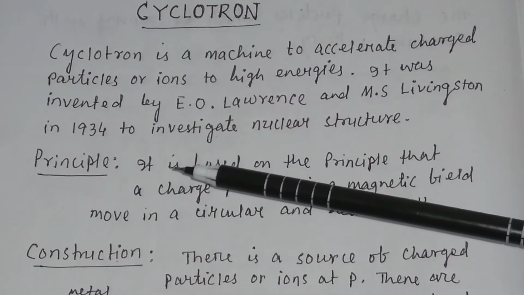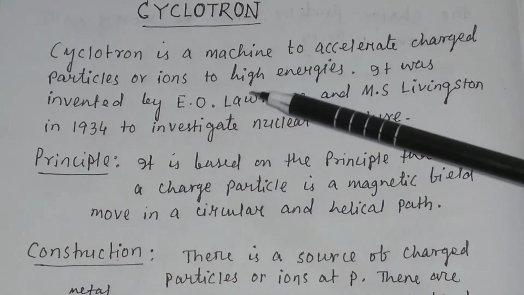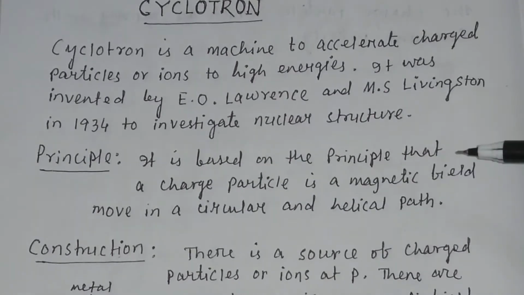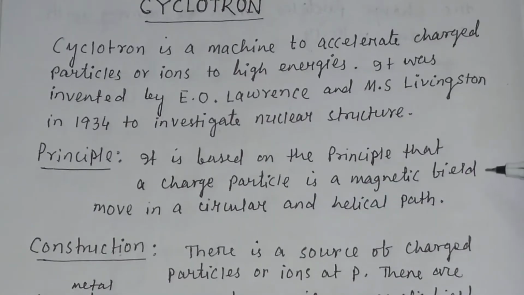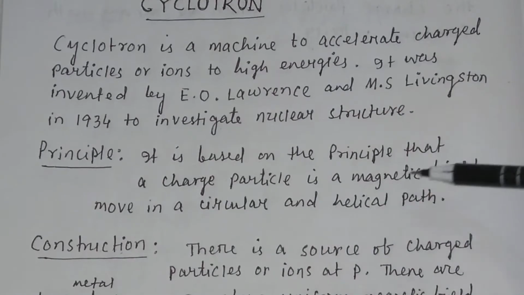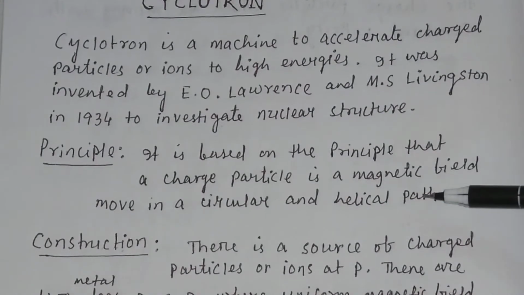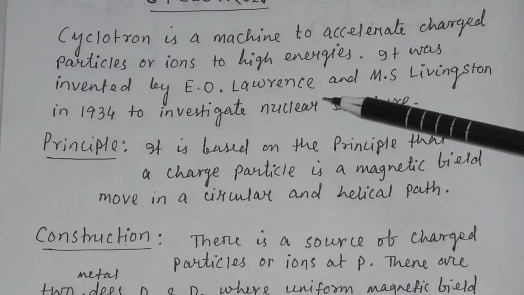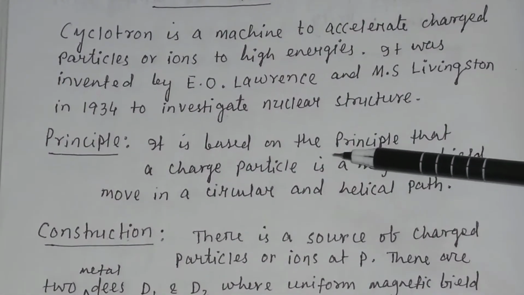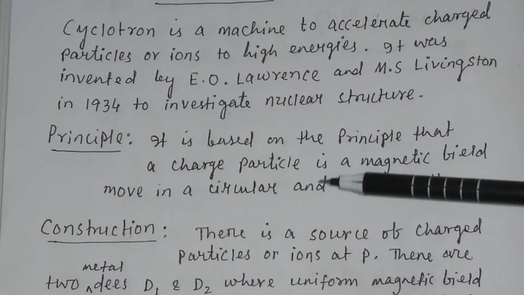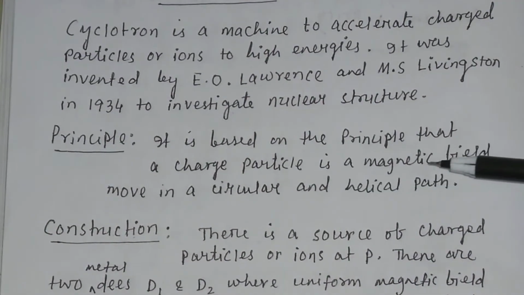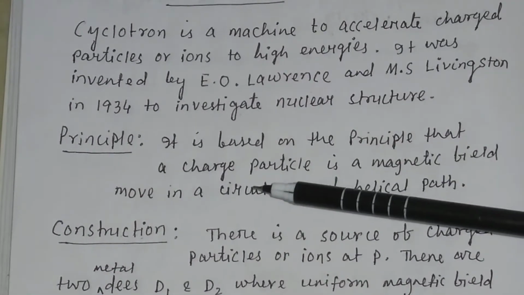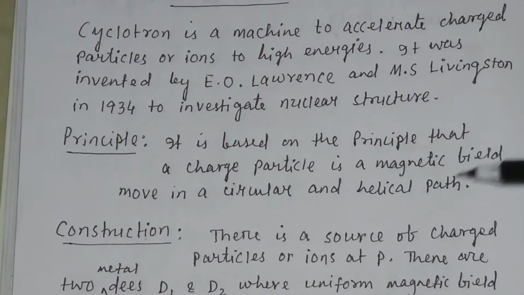What is the basic principle? On which principle does the cyclotron work? The cyclotron is based on the principle that a charged particle in a magnetic field moves in a circular path, and also in a helical path. So the basic principle is that we move a charged particle in a magnetic field, so that the motion of the charged particle becomes circular and helical.